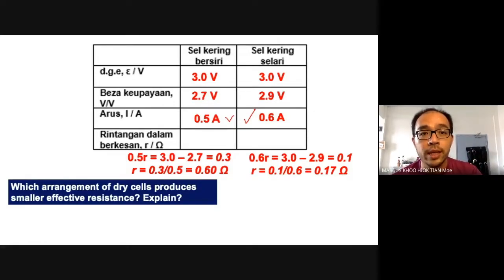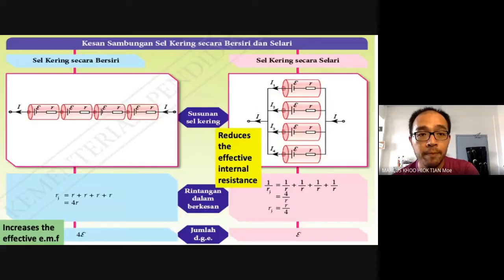That's why in a series circuit, we find that the current is slightly less than in a parallel circuit, because in the series circuit the internal resistance is higher. And so that makes this particular part a lot more logical.